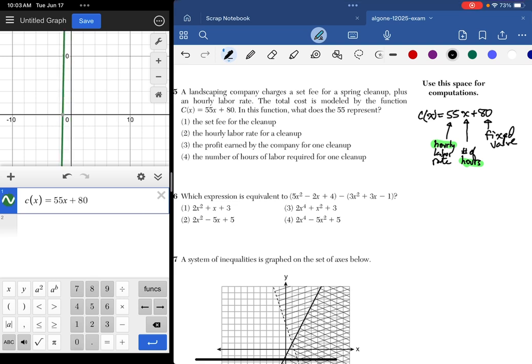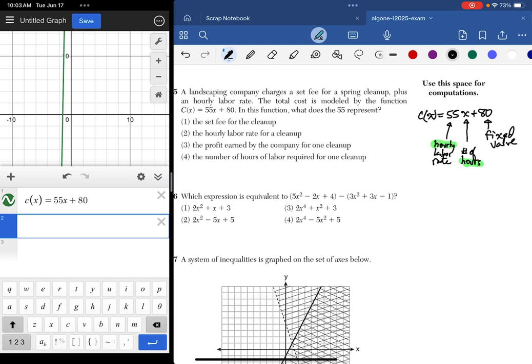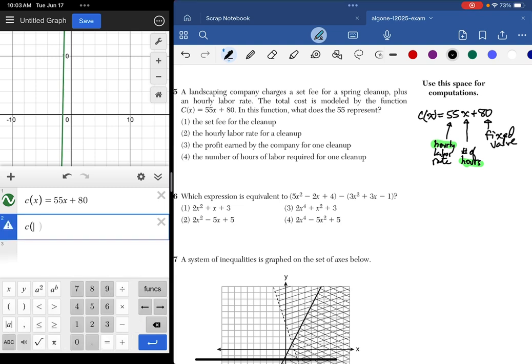So let's say I wanted to know how much it would cost if no work, no amount of time, no hours were spent doing the work. It would be $80. That would be my cost. And let's say I wanted to do 5 hours worth of work, it would be 355. So just by using the notation, I can manipulate whatever's in the function numerically. I can manipulate that, and it'll produce whatever answer I'm looking for, right?